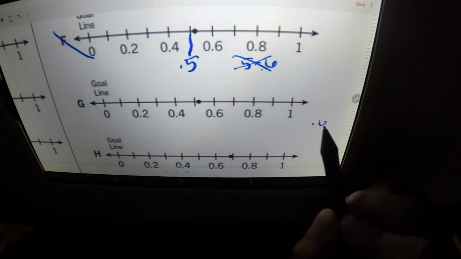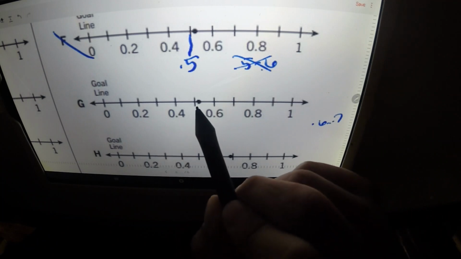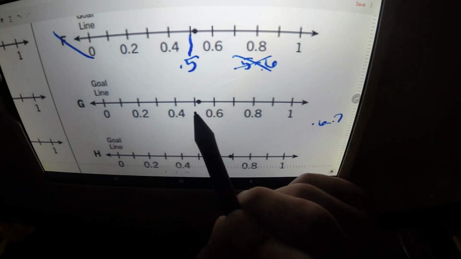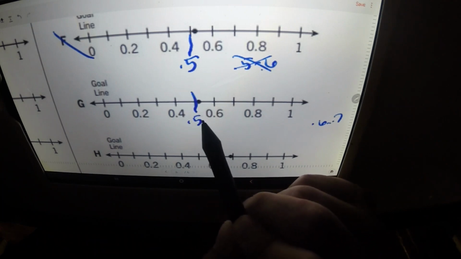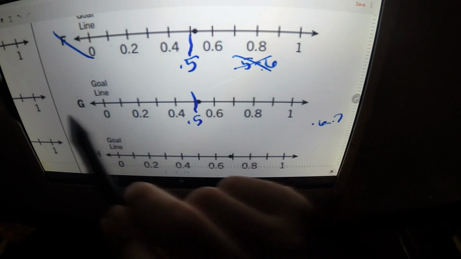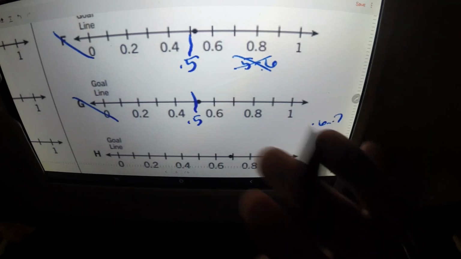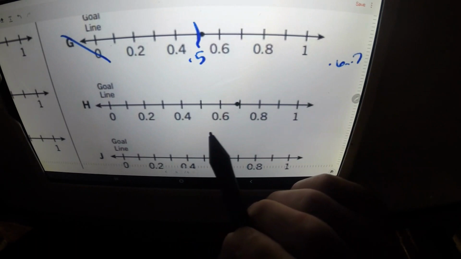When we're looking for something between 0.6 and 0.7, write that over here, 0.6 through 0.7. This dot has to fall somewhere in between those 2 points. This one, G, seems the same as F. This is 0.5, and again this one falls between 0.5 and 0.6. We already said that's not what we're looking for, so this is wrong too. It has to be between 0.6 and 0.7. Uh-oh, H is pretty close.